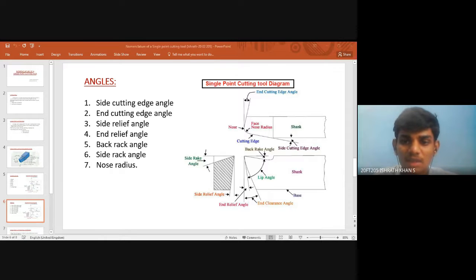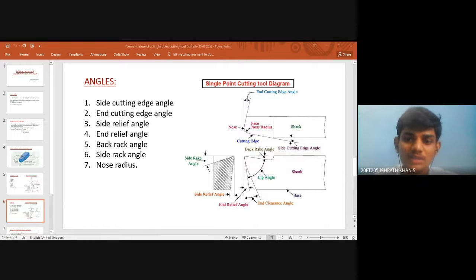The side rake angle is the angle between the tool face and a line parallel to the base of the tool, measured in a plane perpendicular to the side cutting edge. The angle gives the slope of the face of the tool from the cutting edge. The side rake angle is negative if the slope is towards the cutting edge, and the side rake angle is positive if the slope is away from the cutting edge.